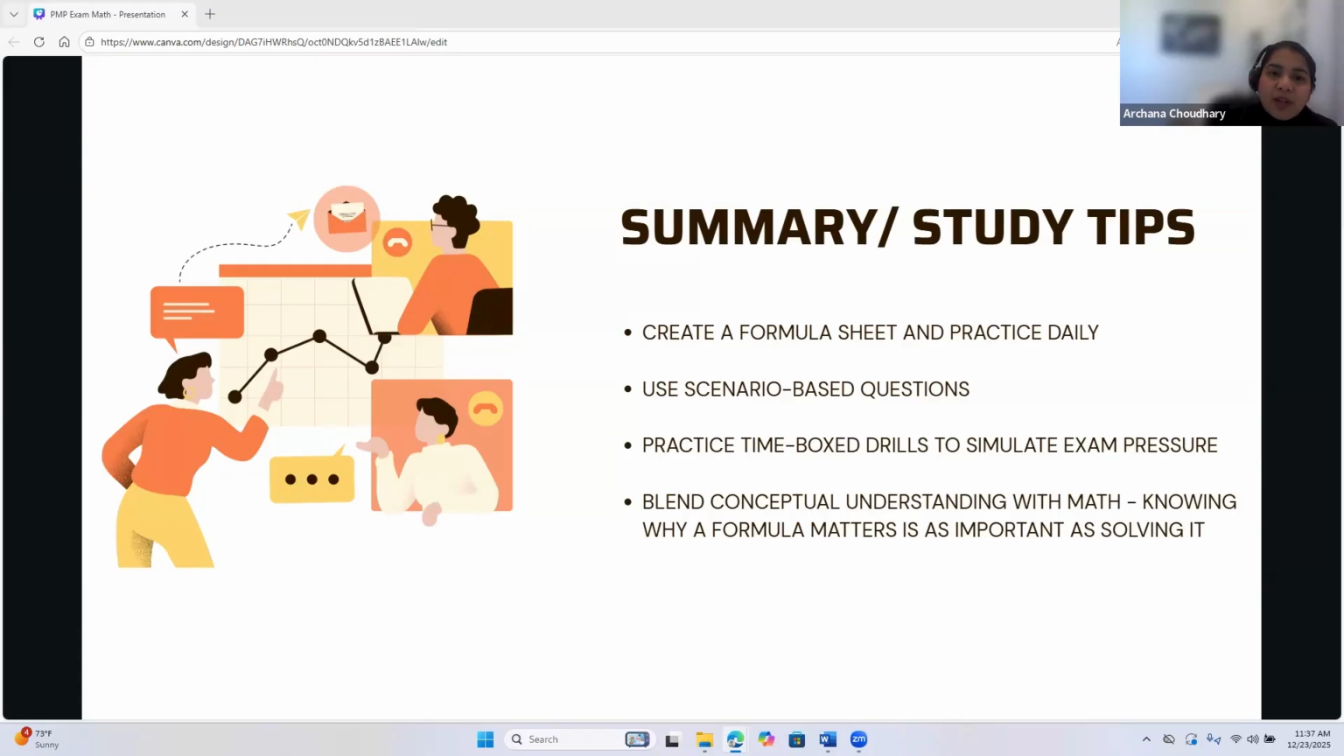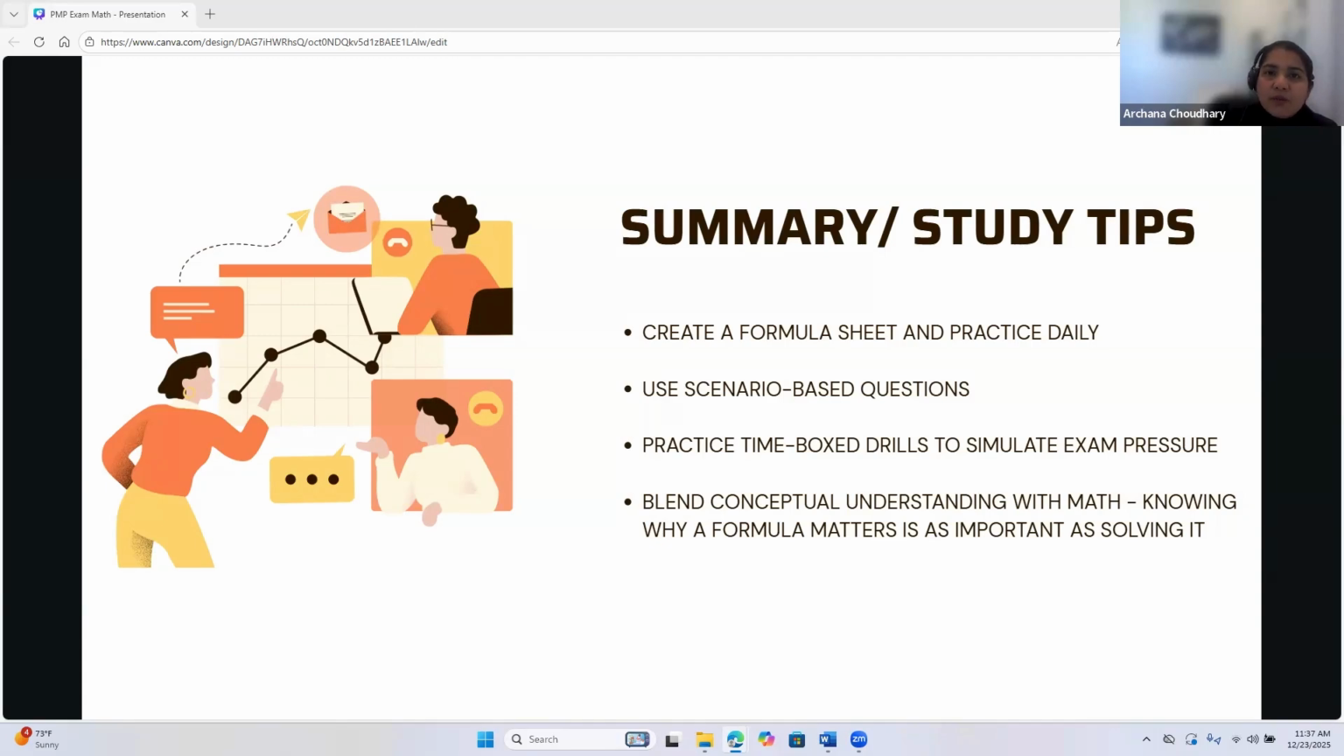So the exam framing is like, which task should the PM focus on, right? The answer here would be the task on the critical path. The task on the critical path should be the focus. A task with float should not be the answer.